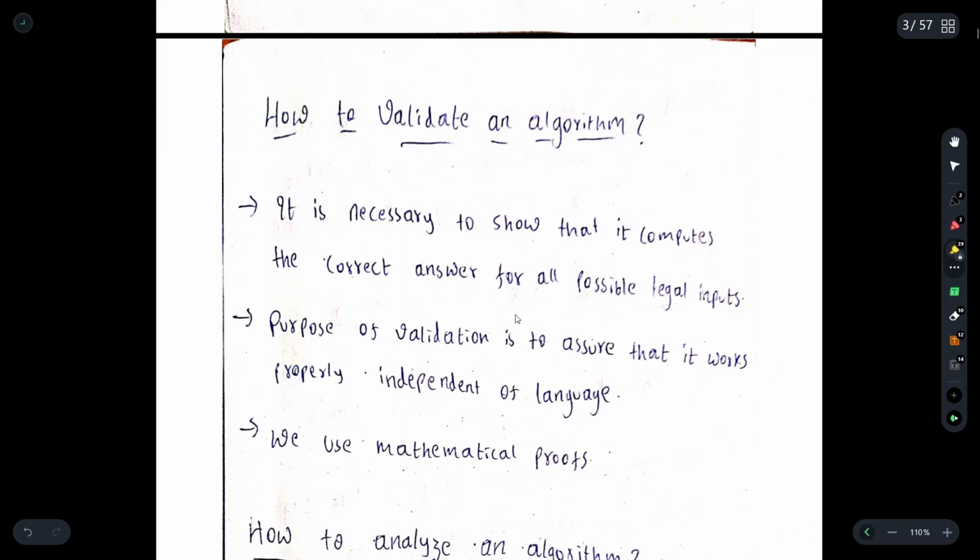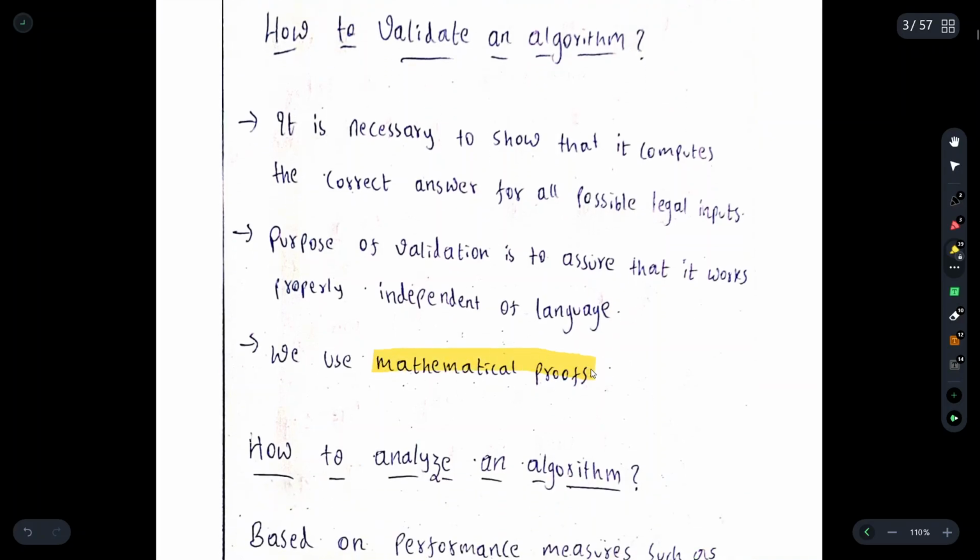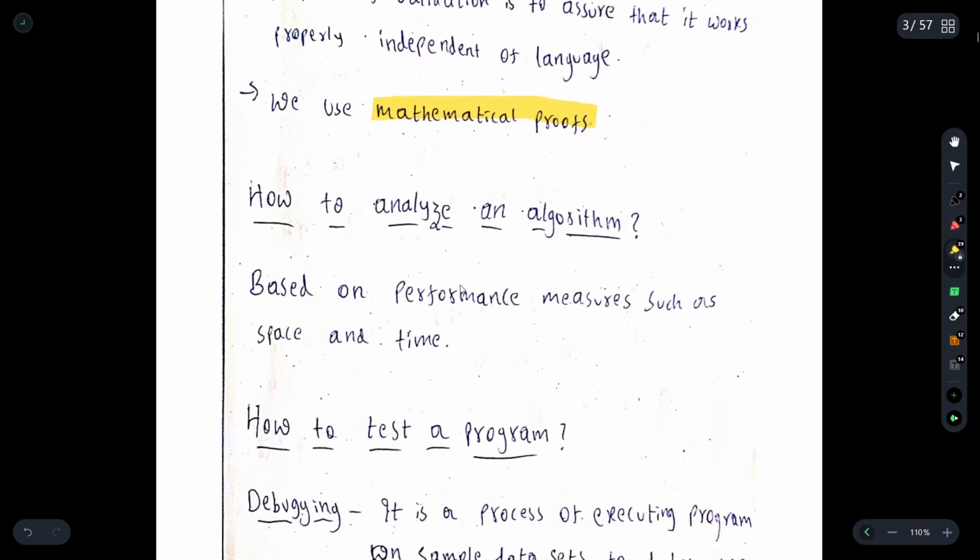Now, how to validate an algorithm. Validation of an algorithm is about whether the algorithm is working perfectly or not, or whether it is working with every language. We can validate an algorithm in different ways. We can even use mathematical proofs for the validation. Then, how to analyze an algorithm based on a performance measure.